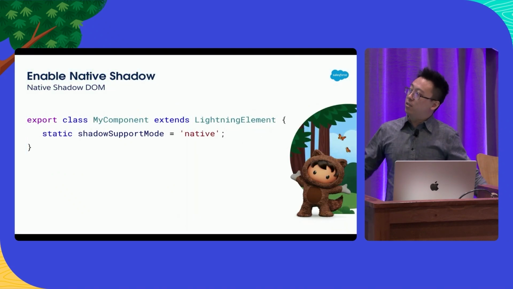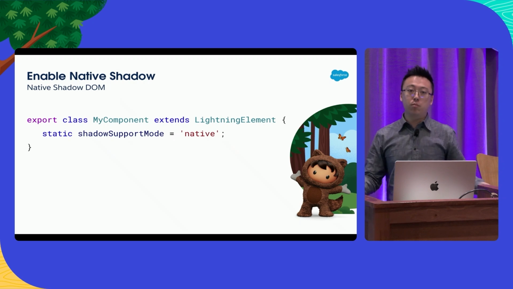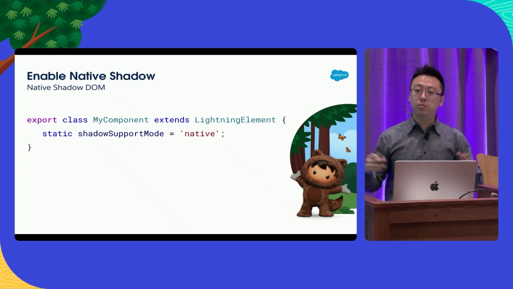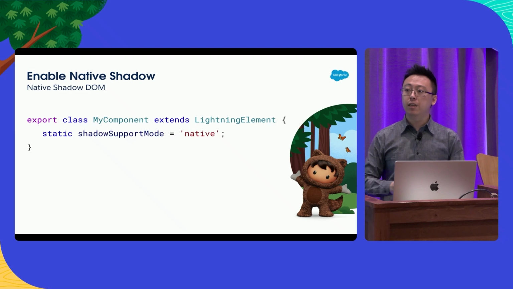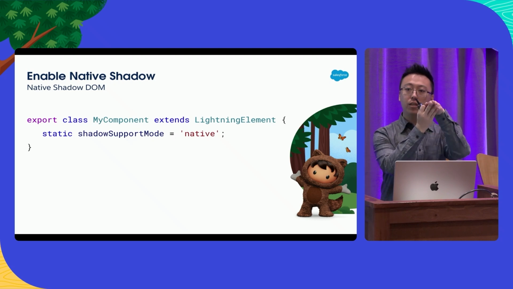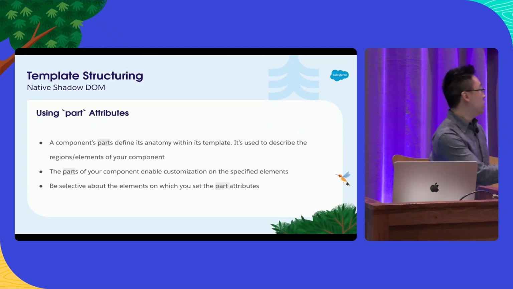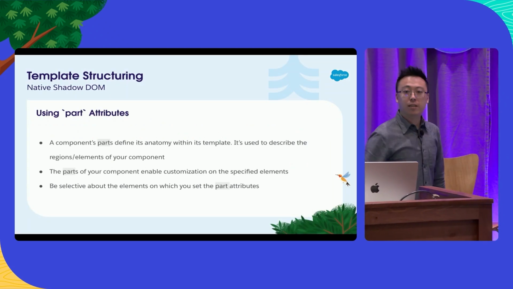And so to enable it, just add this to your component, and you can opt your component into working in native shadow. All of its child components will also be opted in, so that's something to keep in mind, in that native shadow applies to the component and everything underneath it. All right, Bhargav's going to go in and tell us more about working in a native shadow environment.